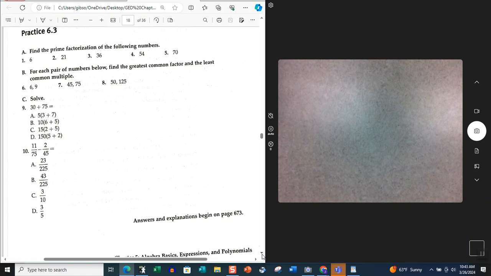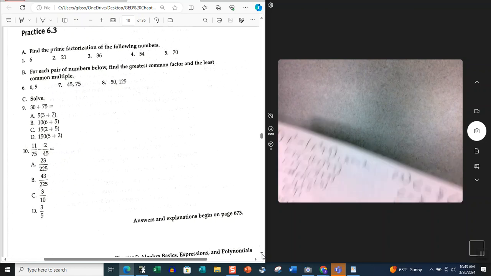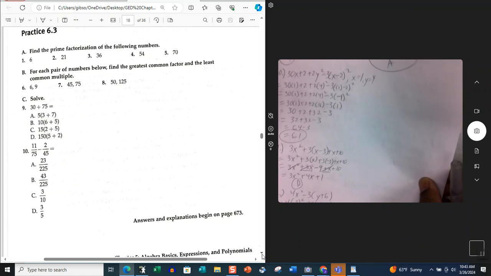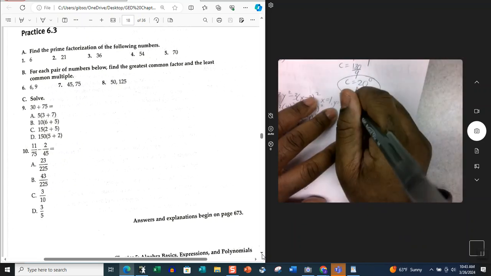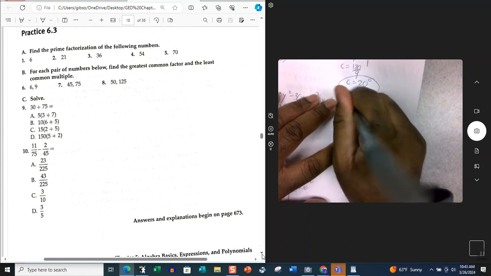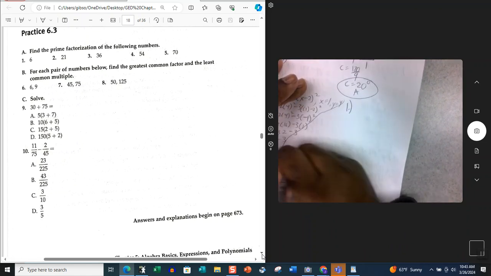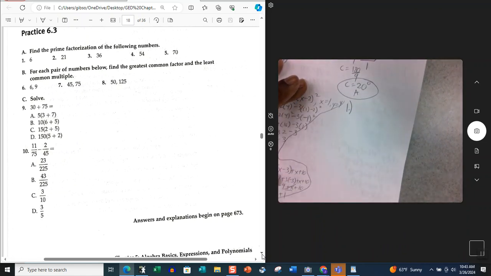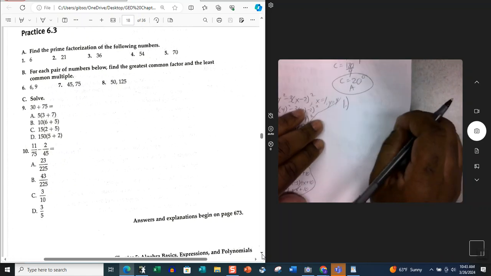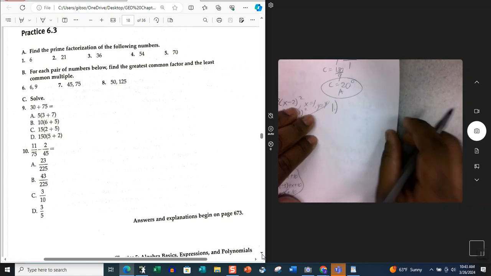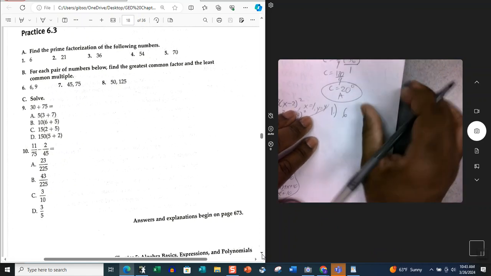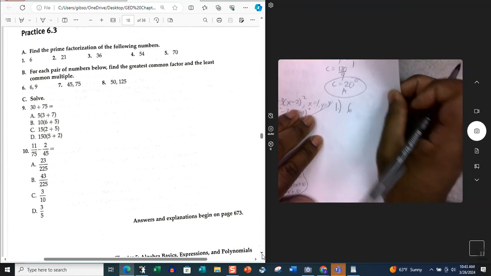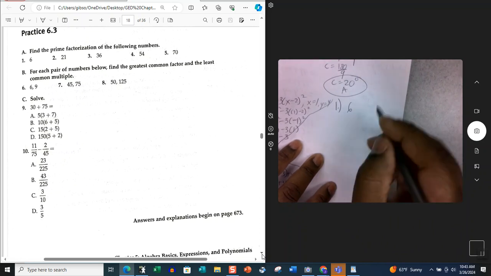And I don't think they're that bad, but we shall see. Okay, so now we go to number 1. They want us to find the prime factorization of the following numbers. So 6. Now remember, I told you I use the prime factorization trees, which I'm going to show you here.